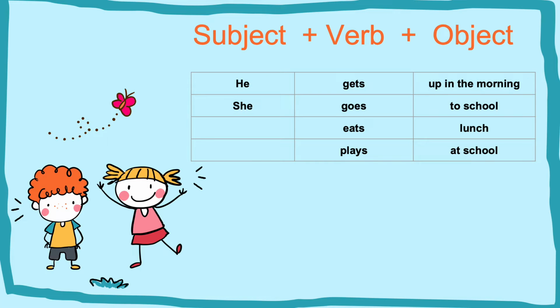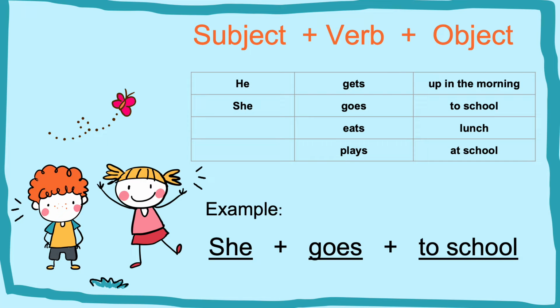Next, he eats lunch. Another, she plays at school. Here is the sample. She goes to school. She is the subject, goes is the verb, to school is the object.